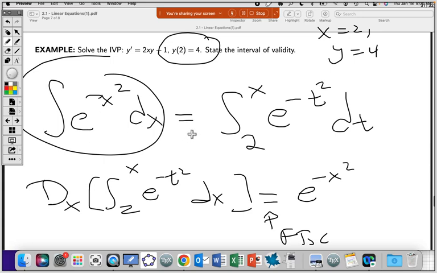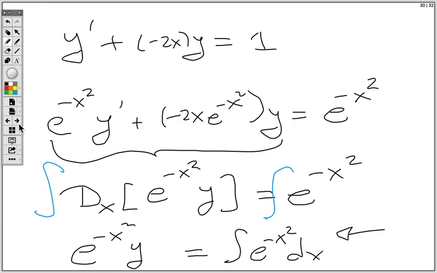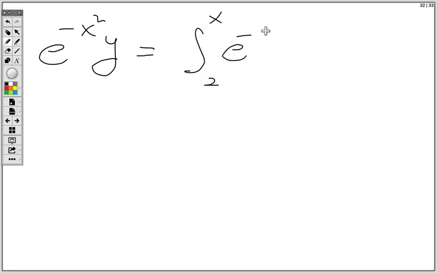You follow? Once again, why did I choose to integrate starting at 2? Because that's our initial condition, and you'll see why here in just a second. So that's the best we can do. So we got e to the minus x squared, y equals the antiderivative of e to the minus x squared. Well, this is the one I'm using for that.